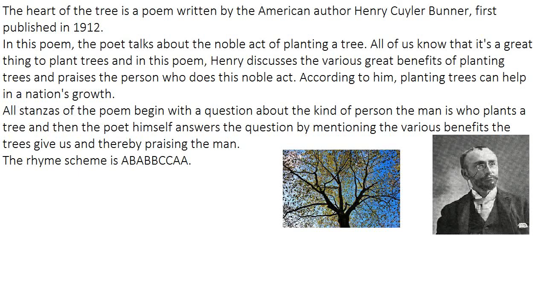Okay, so this is: what does he plant? Who plants a tree? This is what happens in the poem. So the question that the line asks is what kind of a person the person is who plants a tree. And then eventually it counts all the various great aspects that the trees give to us, and then tells us that the man who has planted the tree is a great person. The poet himself answers the question by mentioning the various benefits the trees give to us, thereby praising the man.